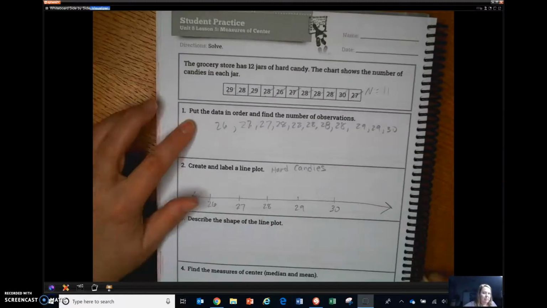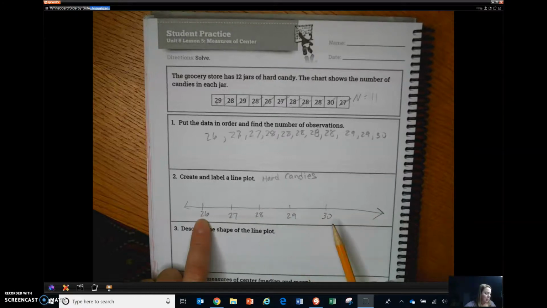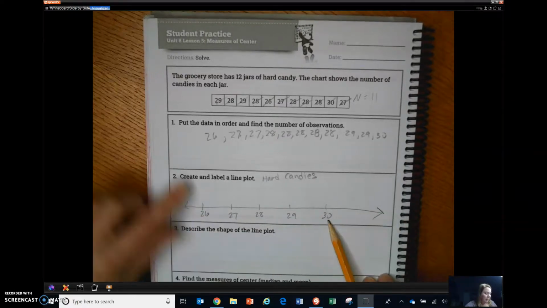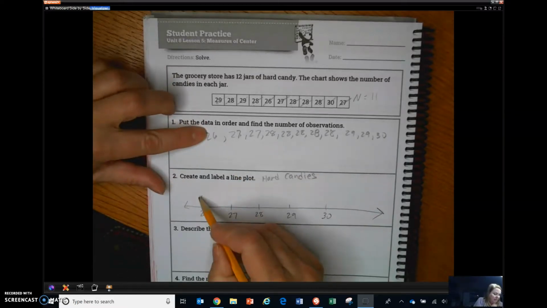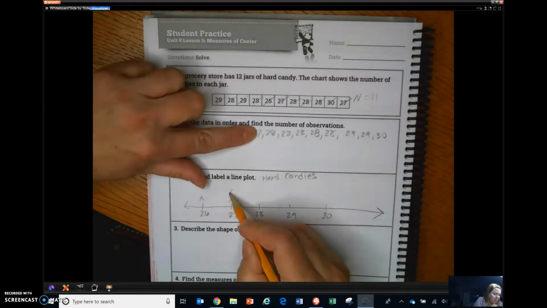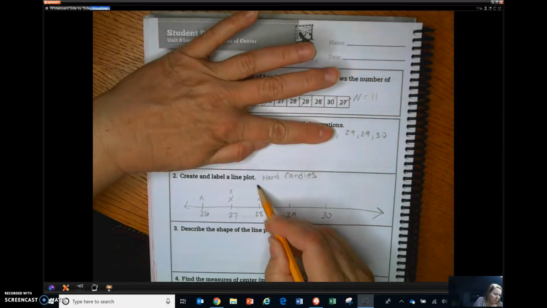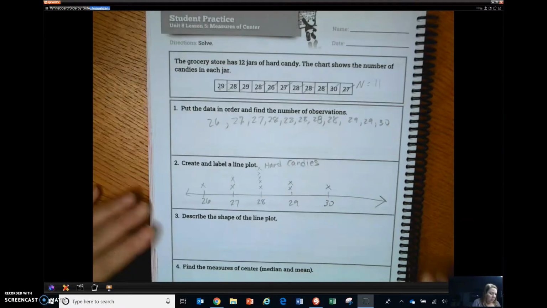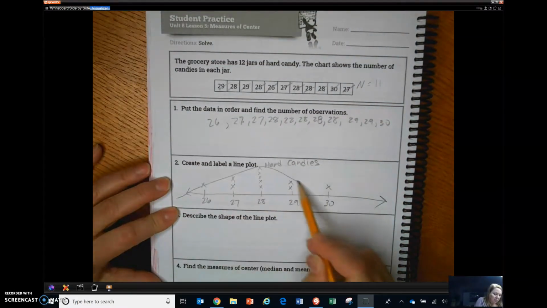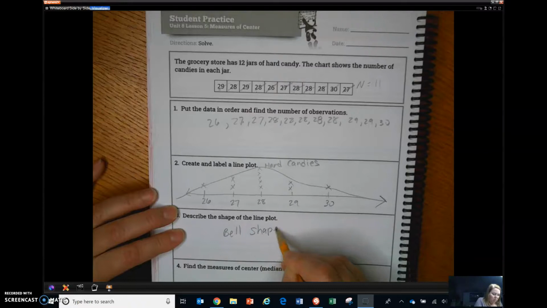Okay, I'm back. So I put them in order, and I decided I needed a number line to go from 26 to 30. And now I'm just going to cover them up as I go along. So 26, 27 has 2, 28 has 1, 2, 3, 4, 5. There's 2 for 29 and 30. Okay, so then if I do my line, this is a bell shape or normal shape. Did you guys get it?